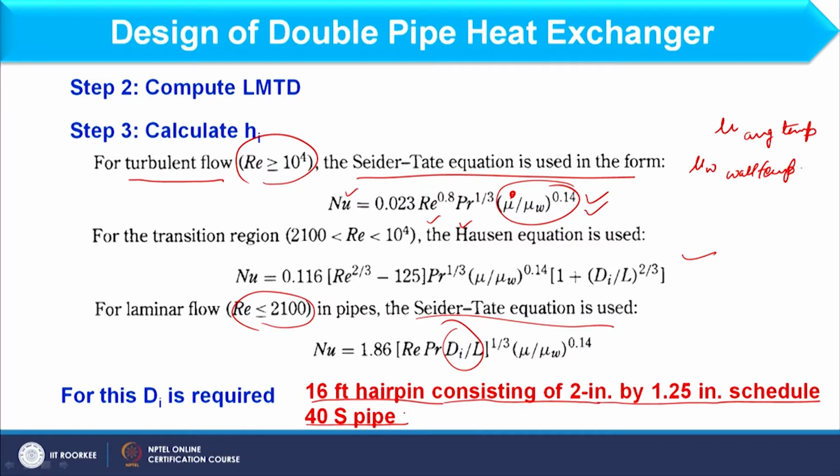It means 16 feet is the total length where one hairpin is lying, consisting of 2 inch by 1.25 inch schedule pipe, which is numbered as 40S. So 16 feet hairpin means 16 feet is the total length of the pipe, one hairpin is there consisting of 2 inch by 1.25 inches. It means 2 inches corresponds to the outer pipe and 1.25 inch corresponds to the inner pipe.